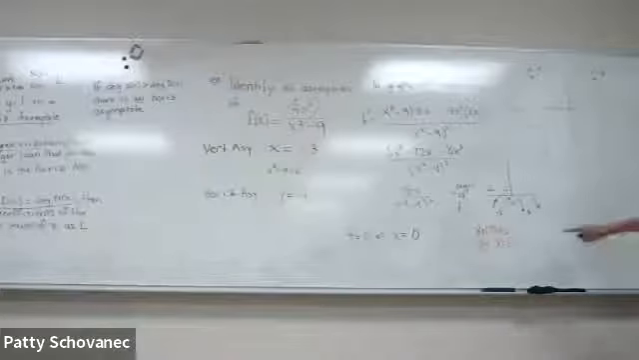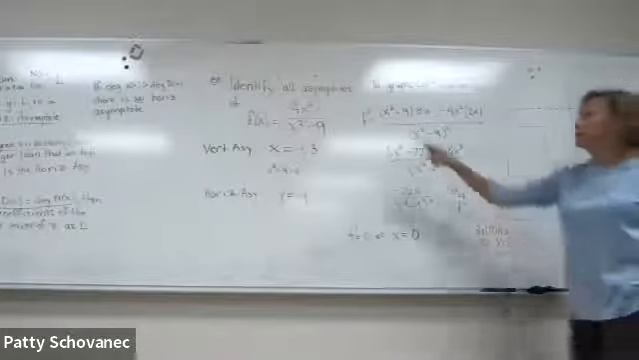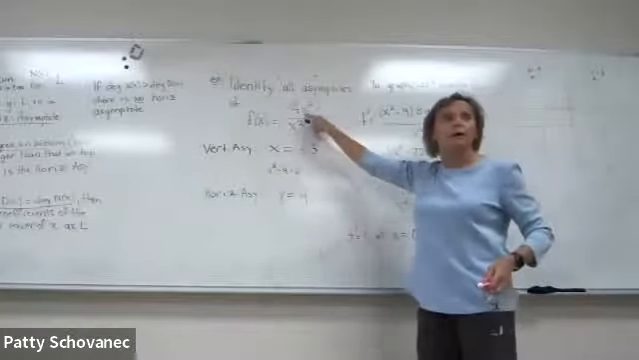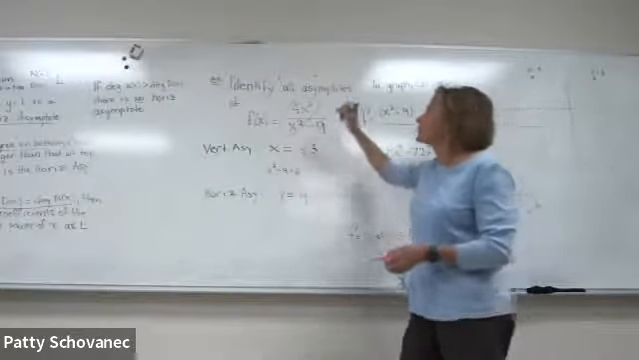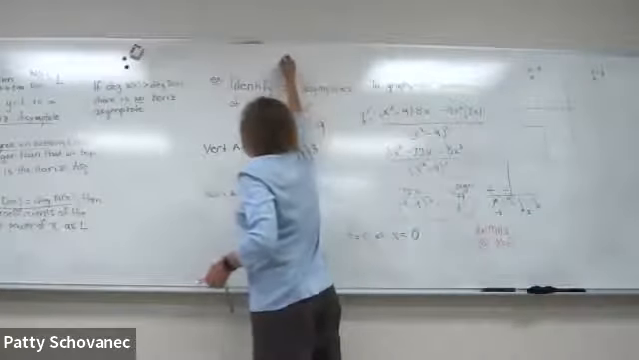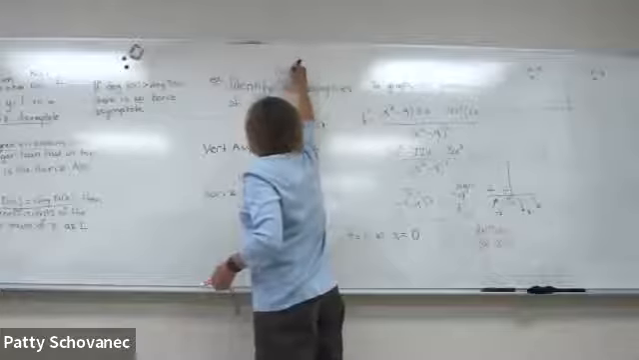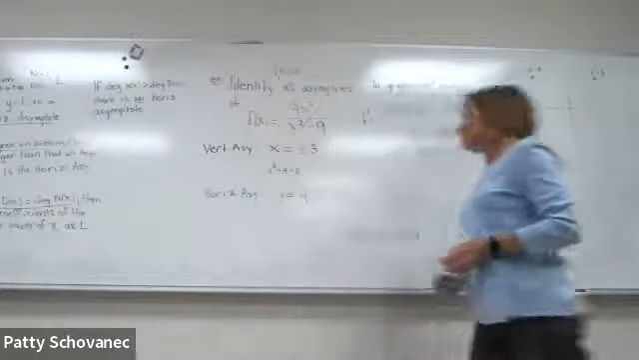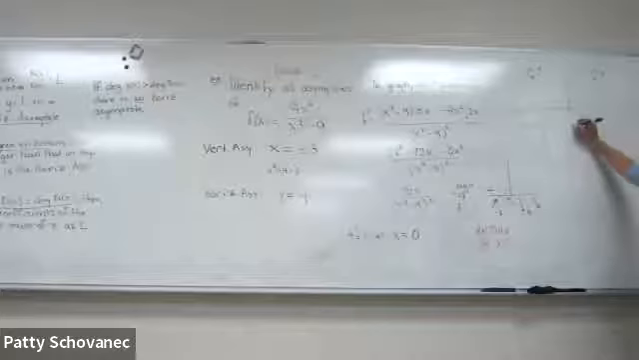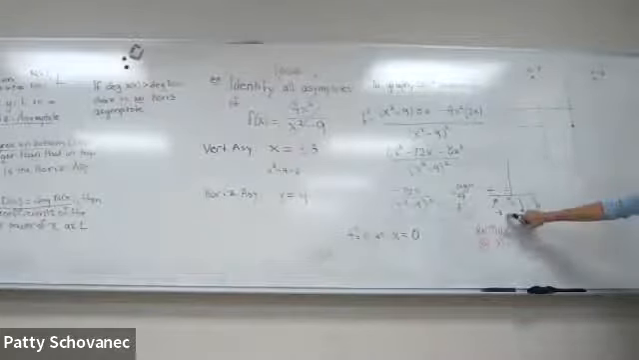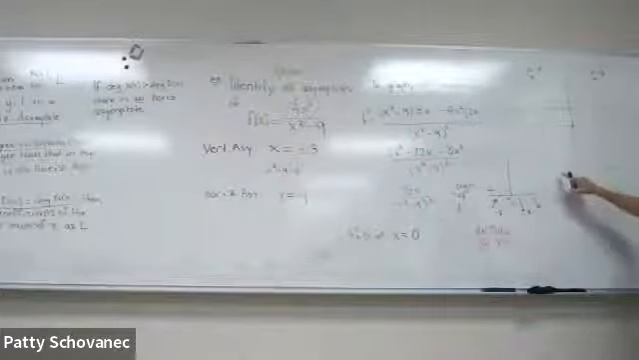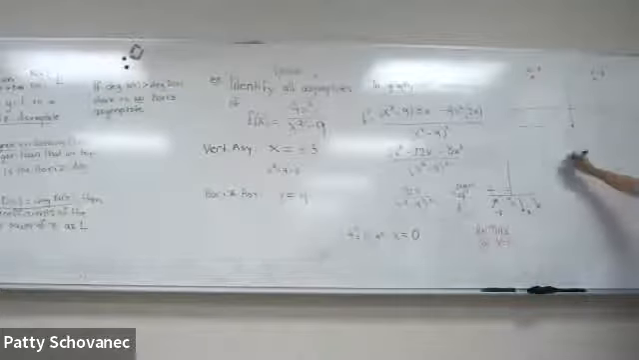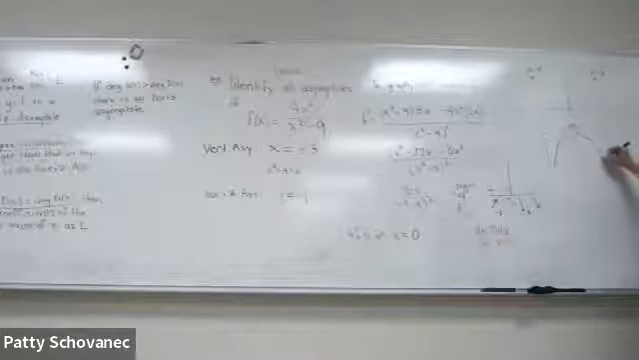We'll plot our critical number. When x is 0, so is y. F of 0 is 0. So in here, we've got something that has a relative max. So it's going to come up and come down.